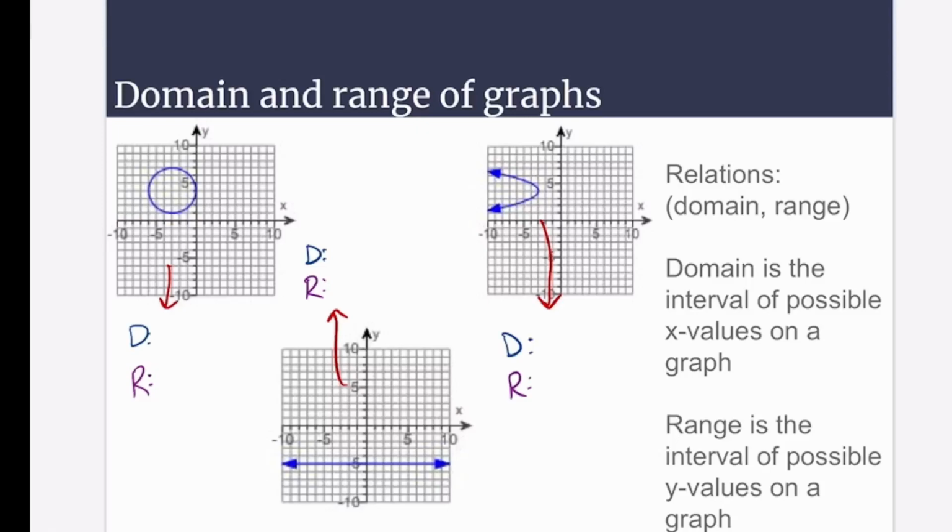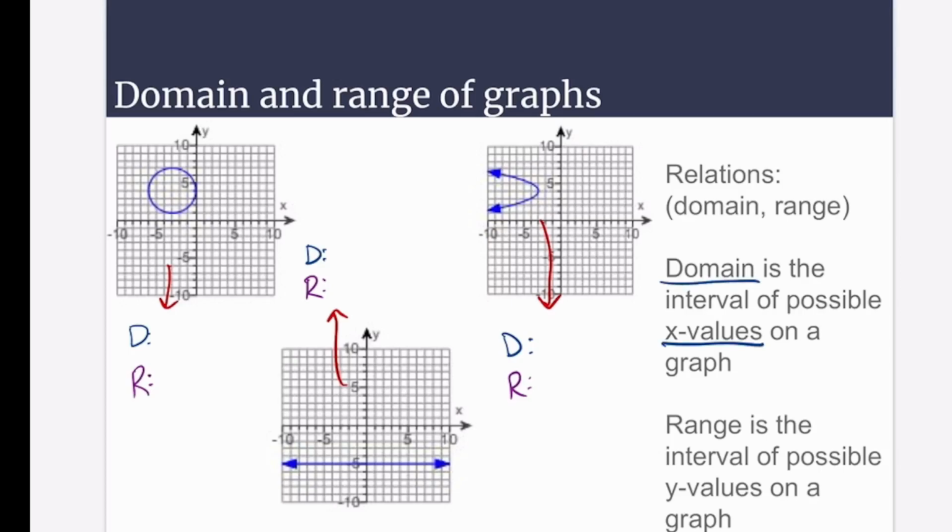So we're going to find domain and range of the graphs. We have 6 graphs that I'm going to go over. I did put red arrows so you know which graph we're talking about and it'll connect. The domain are the possible x values on a graph.